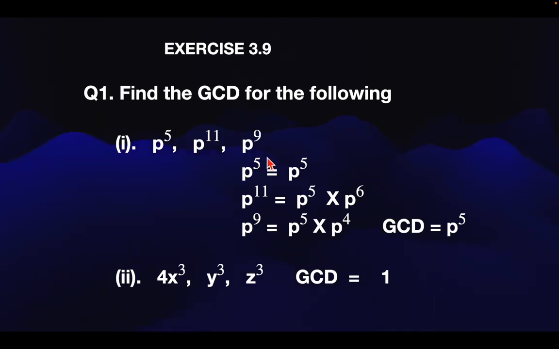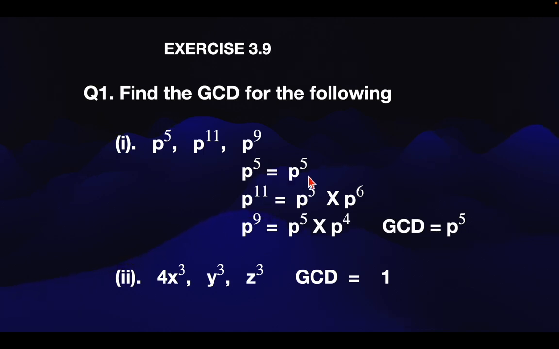So, this is the polynomial. The variable here is P. It is written in exponent form like this. We have to find the greatest common divisor for these three polynomials. What is the common divisor here? P. And the least power of P will be the greatest common divisor.